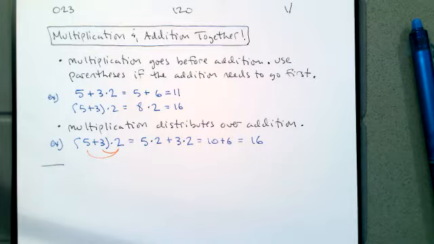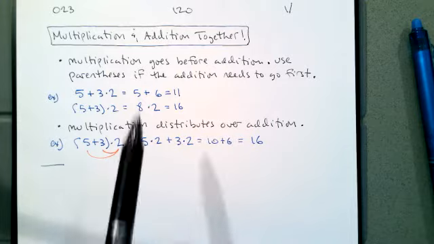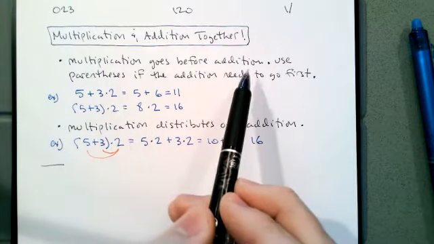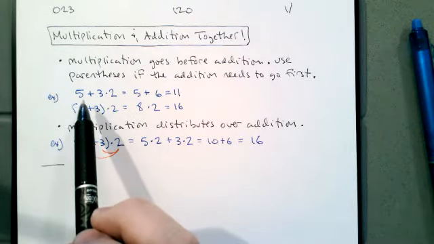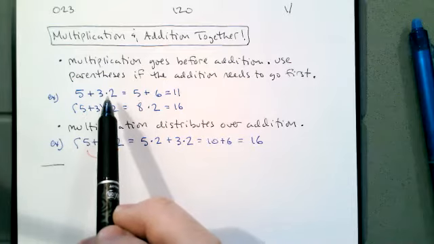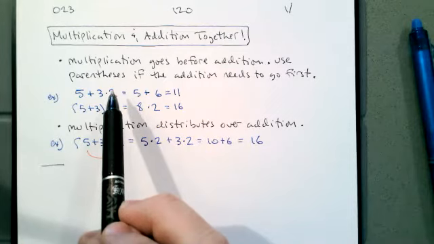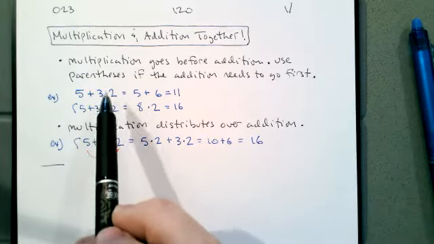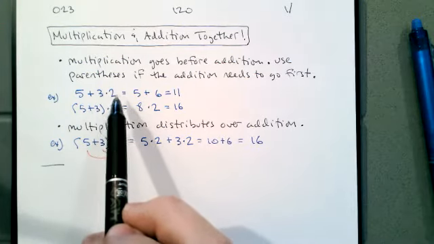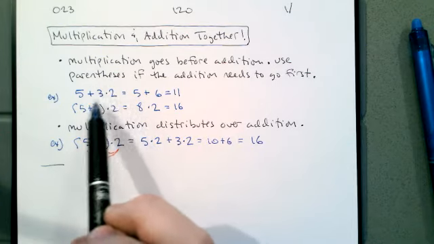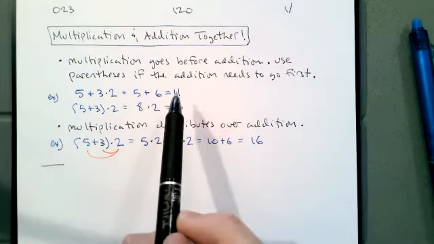So what if multiplication and addition show up in the same problem? Here are the rules for multiplication and addition together. This is the big one. Multiplication goes before addition. So this means if I have 5 plus 3 times 2, I have two operations, addition and multiplication. The multiplication goes first. I'm not actually looking at 5 plus 3 because the 3 is being multiplied by the 2. So 5 plus 3 times 2, we do the multiplication. 3 times 2 is 6. Then we get to do the addition. 5 plus 6 is 11.